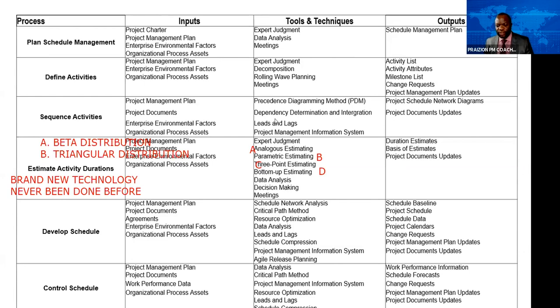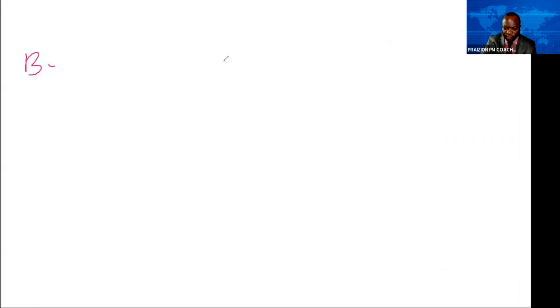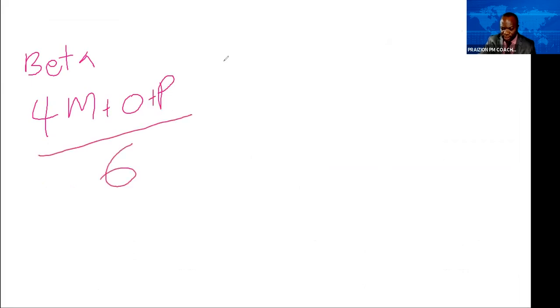Equally polarized. So here's the deal, my friends. If you think about beta, and let me just make the screen a little bit more clear by introducing the whiteboard. If you think about beta, the beta formula, it is 4 MOPS, as one of my students says, 4M plus O plus P divided by 6. This is known as a weighted average. It is weighted in favor of the most likely because there is historical information to back up why this is looked at as the most likely estimate.